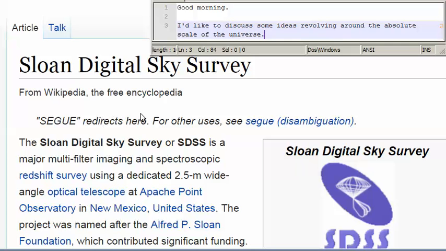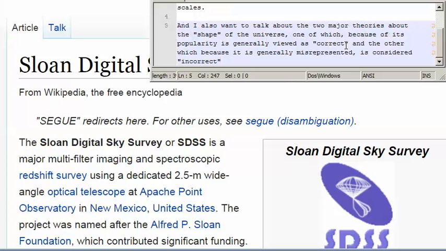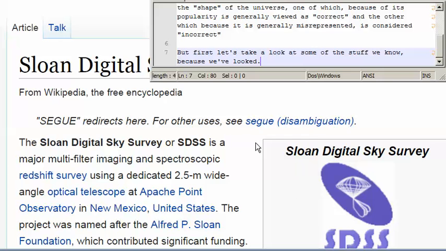Good morning. I'd like to discuss some ideas revolving around the absolute scale of the universe, or its appearance at the largest scales. And I also want to talk about two major theories about the shape of the universe, one of which, because of its popularity, is generally viewed as correct, and the other, which, because it is generally misrepresented, is considered incorrect. But first, let's take a look at some of the stuff we know because we've looked.